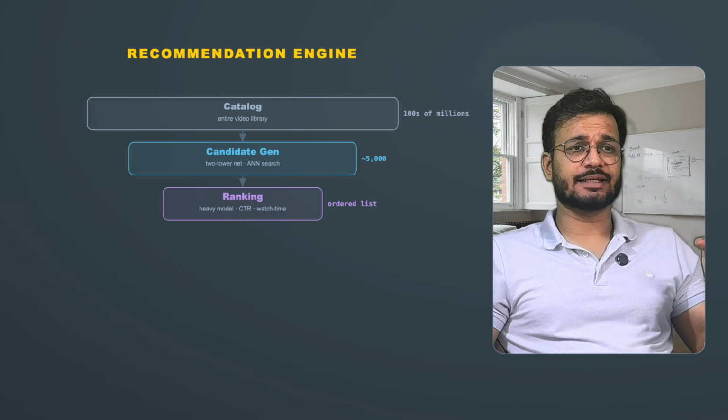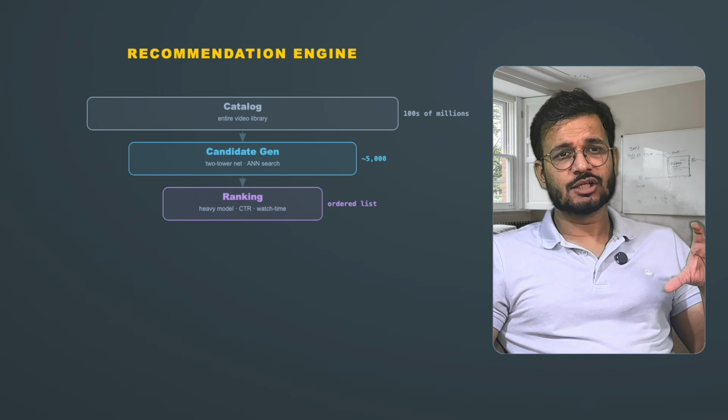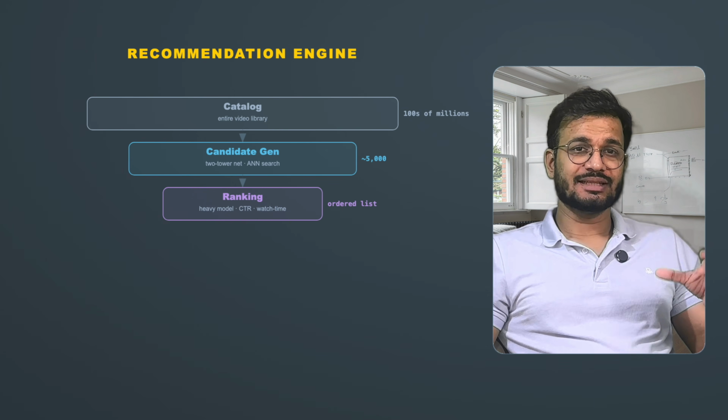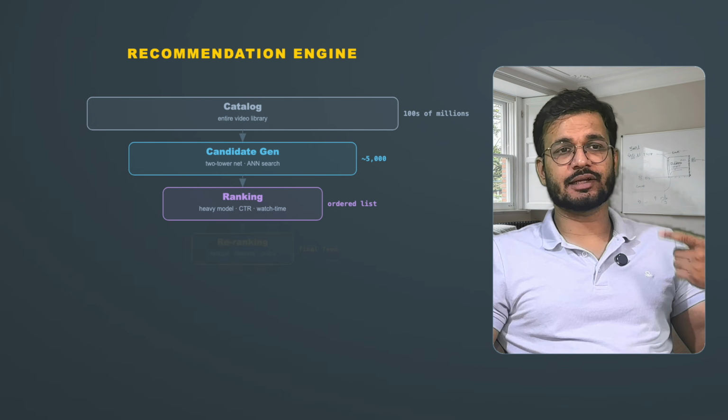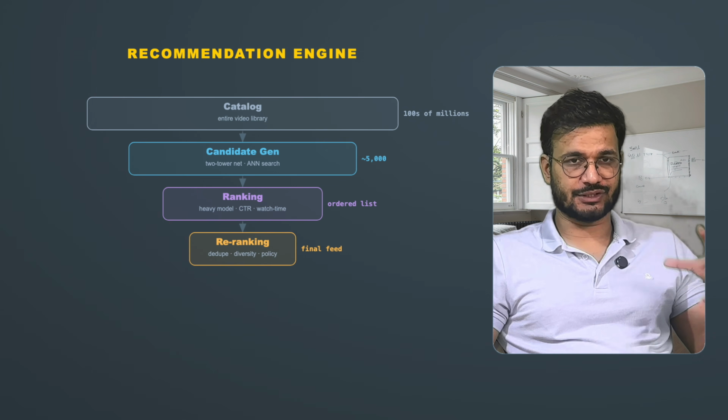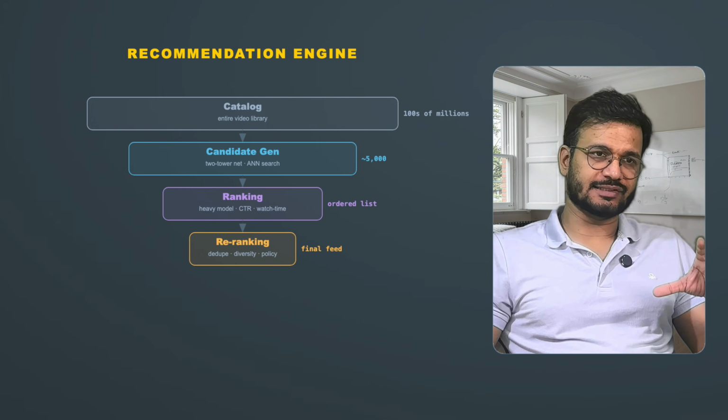After that, we do the ranking. You take those few thousand candidates and score them with a heavier model. This model considers the watch history, the click-through rate, watch time, freshness, and diversity. The output is an ordered list.